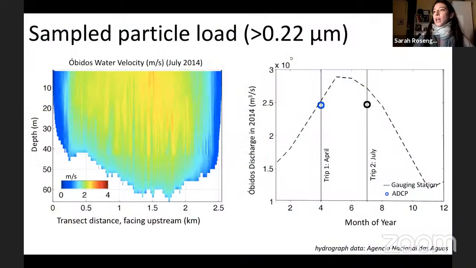We use an ADCP to get a cross section of water velocities at Óbidos, which I'm showing you on the left here. The color map is the water velocities, which we integrated to get discharge at those 2 times that we went to Óbidos. On the right is a hydrograph in 2014 when we went, and the circles are our measurements of discharge from the ADCP. Generally, discharge was not so different between the 2 times, but they were on either side of the peak water discharge for the year. So in April the water levels were rising, and in July the water levels were falling.